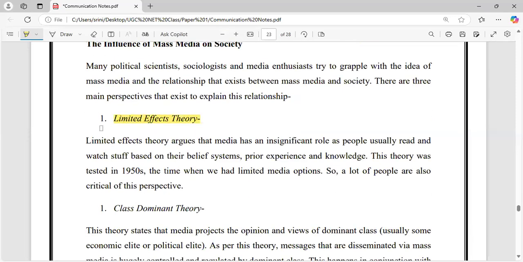Influence of mass media on society. The limited effects theory argues that media has an insignificant role as people usually read and watch stuff based on their belief system, their experience, and knowledge. This theory was tested in the 1950s, the time when we had limited media options, so a lot of people are also critical of the perspective. Limited effects theory means it still applies.